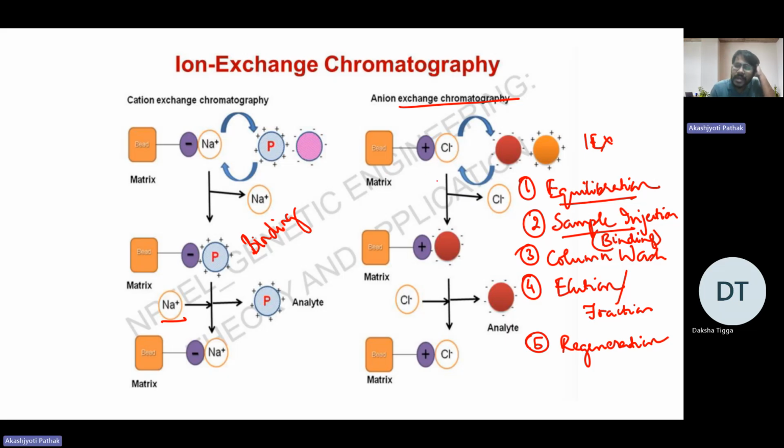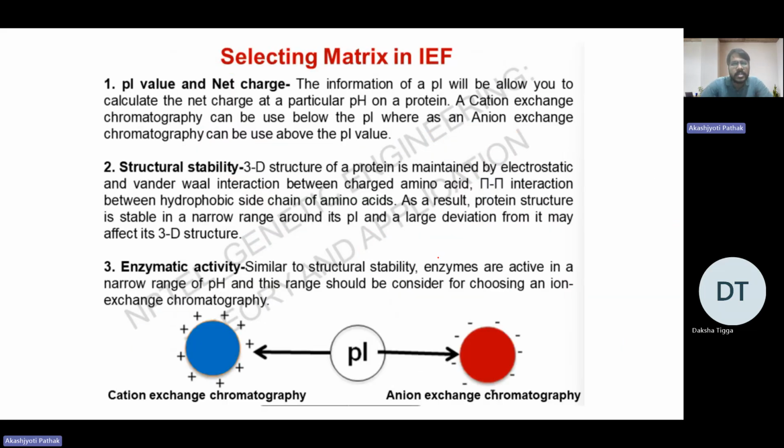Your matrix is positively charged, so all the negatively charged protein molecules will bind to it. But when you increase the salt concentration, your chloride will compete with the protein molecule and remove the bound protein from the matrix, and it will itself go and bind to the matrix. Okay, this is all.